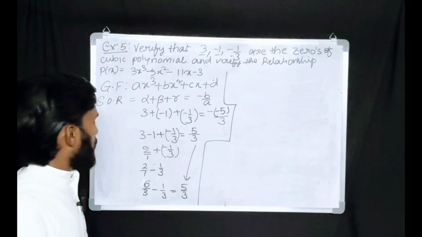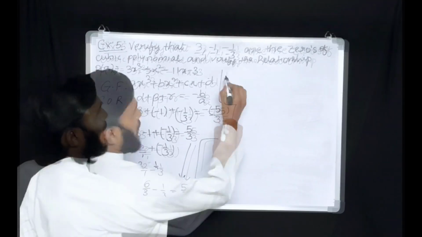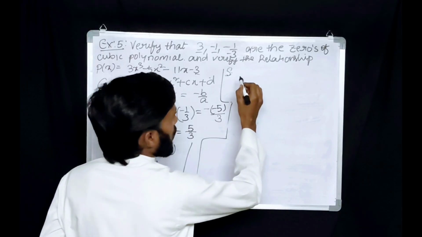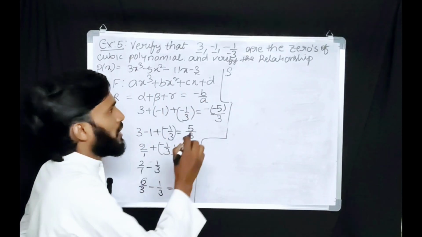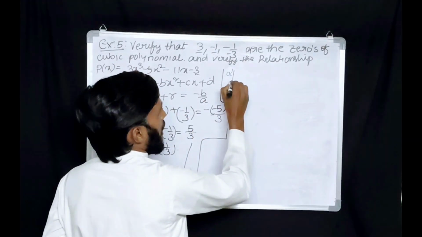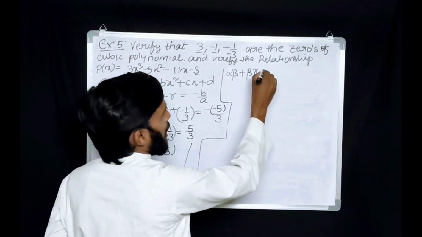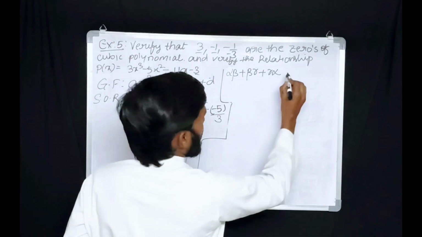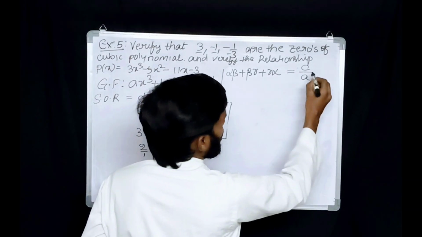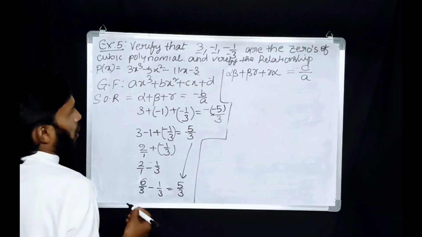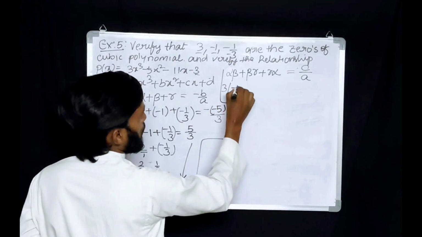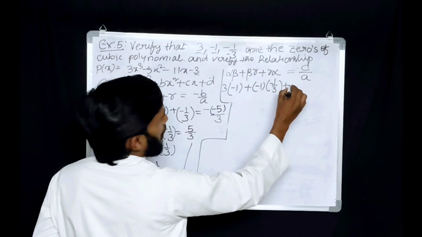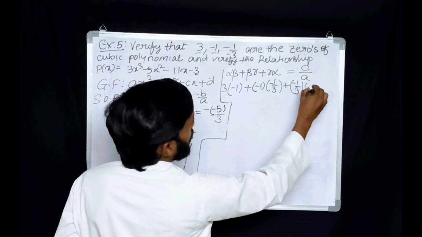Now here, the next one is the sum of the product of two roots at a time. That is nothing but alpha beta plus beta gamma plus gamma alpha. So what is that? It is equal to c by a. So first see what is alpha here. 3 into minus 1, plus minus 1 into minus 1 by 3, plus minus 1 by 3 into 3.